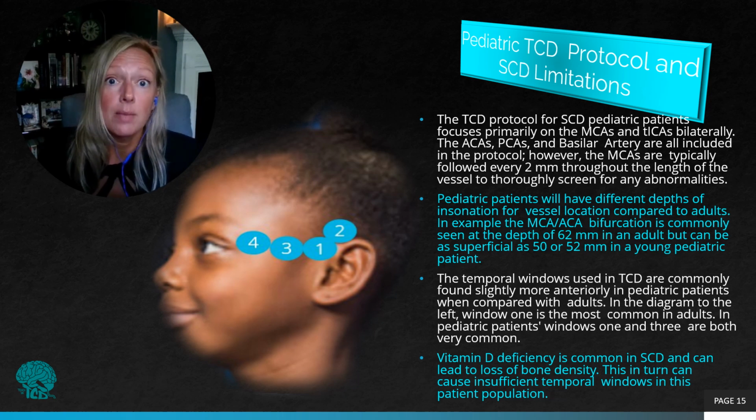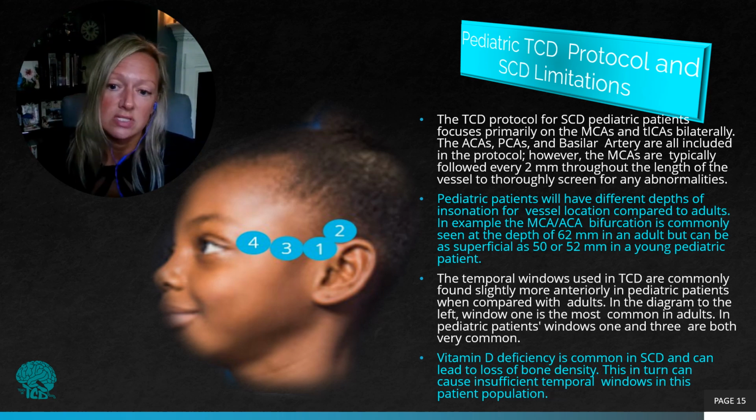We will sample throughout the length of the vessel every 2 millimeters, from as proximally to as distally as we can find it, for any abnormalities.